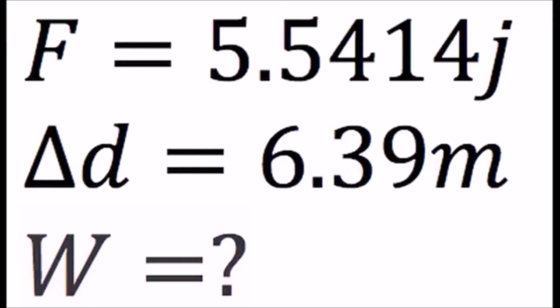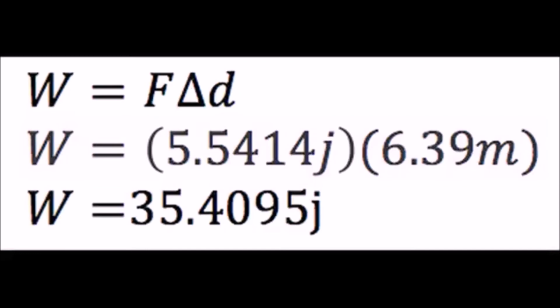Work done by the ball. For the givens list, force equals 5.5414 joules and displacement equals 6.39 meters. Now we have to figure out work. I use the equation work equals force times displacement. I then plugged in all my numbers and figured out my work equals 35.4095 joules. When a stick is hitting the ball, the force is forward and so is the displacement. Therefore, positive work is being done.